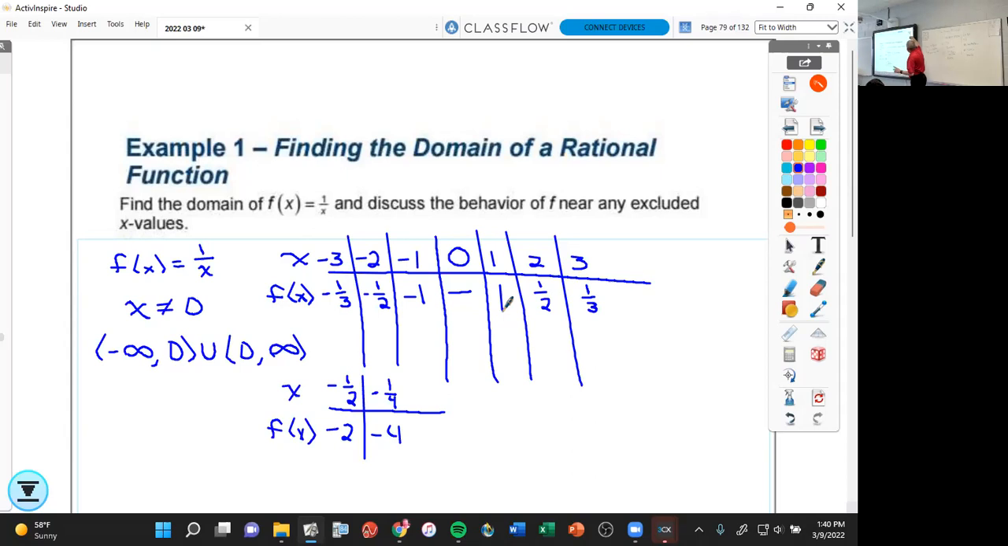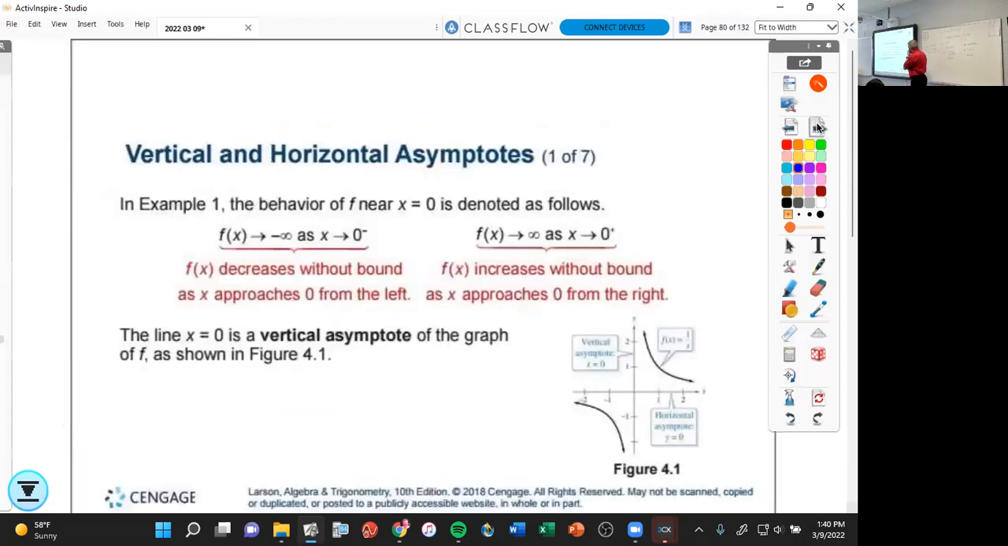Okay, and here's how this is written. The behavior of f near x equals 0 is denoted as follows. The function approaches negative infinity as x approaches 0 from the left side. Does that make sense? That this negative sign doesn't mean from the negative side. It means from the low side. Okay? So when you see a negative raised like that, that means I'm approaching that particular asymptote from the left. Because don't numbers get smaller that way? Right?